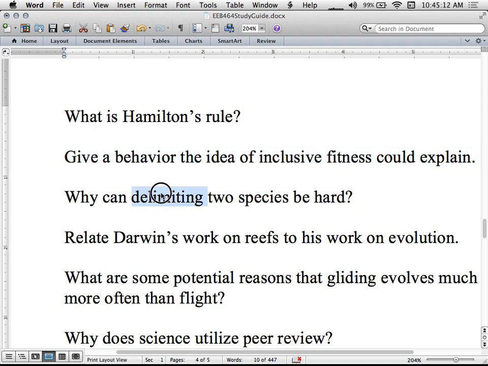Why can delimiting two species be hard? That's in systematics. That's because speciation can be fuzzy, right? So you stop interbreeding, but at first I can bring you back together and you can still interbreed. And it takes a while for these barriers to evolve. Yeah, it could be hard because NSF won't give you money for it or something. I was saying whether it's one or two species.